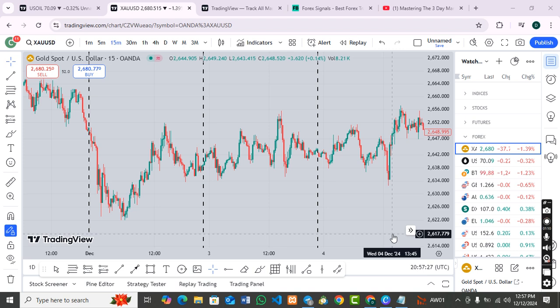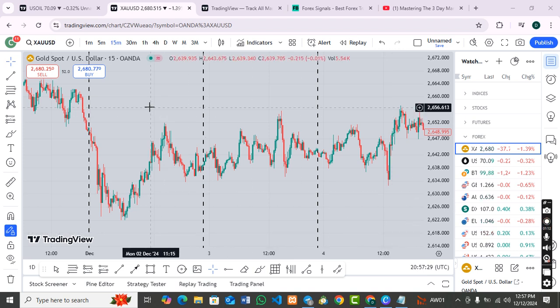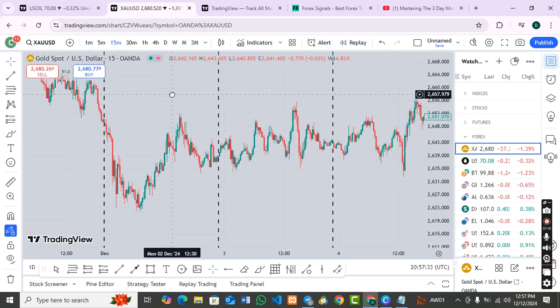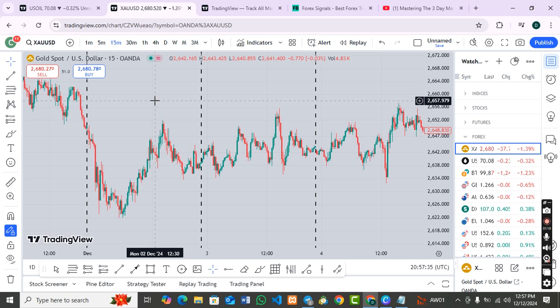So go to the 15 minutes time frame. When you go to the 15 minute time frame, we are going to use gold as our example today. We are going to use the gold chart, 15 minutes time frame. You are not going anywhere. You can do one analysis from one single time frame.